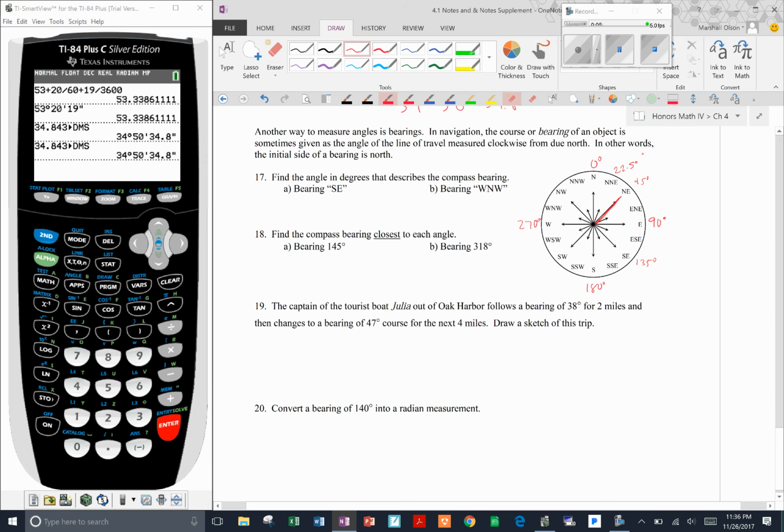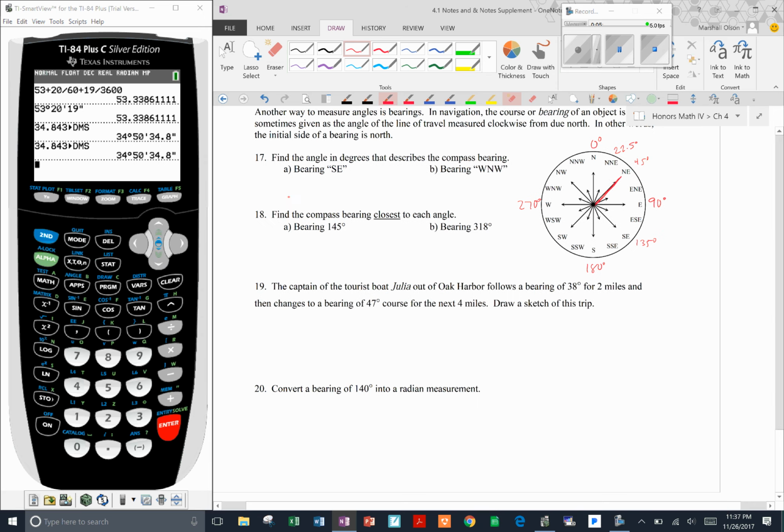So when it asks us for southeast, in number 17A here, southeast, I already have marked down here, is 135 degrees. That is a bearing of southeast, 135. West, northwest, is 22.5 degrees past the 270. So that's going to be 292.5.